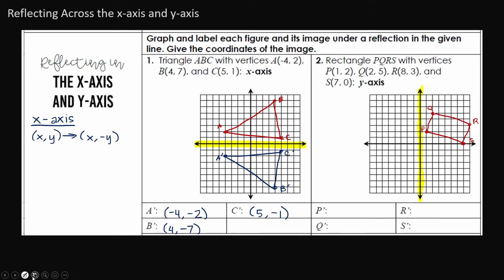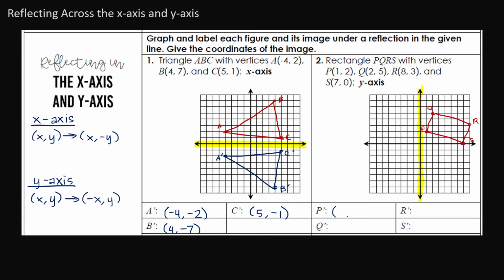And so here's the rule that we use to reflect across the y-axis. When we reflect across the y-axis, our y values are going to stay the same. So the rule (x, y) maps onto (-x, y). Same y, opposite x. So here's what our image rectangle is going to look like.